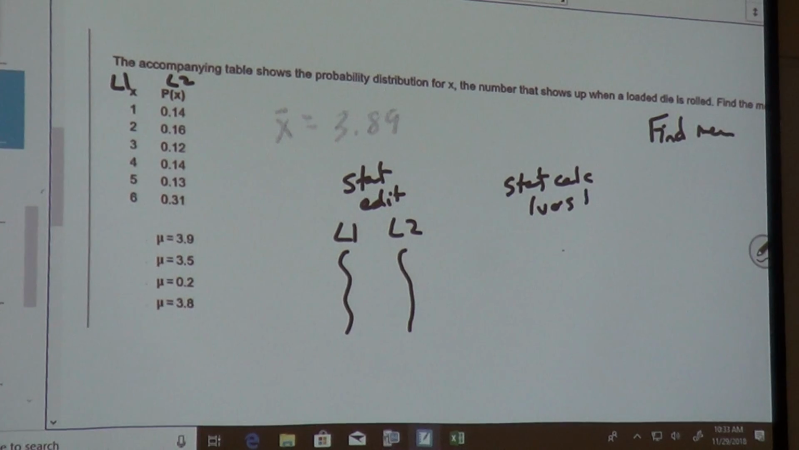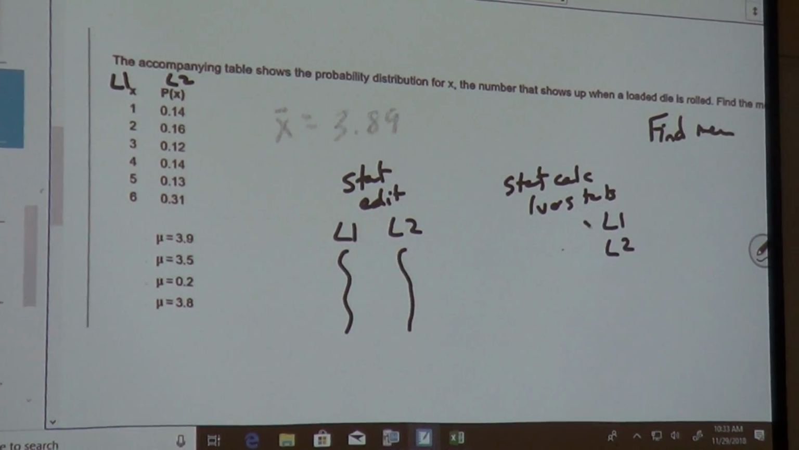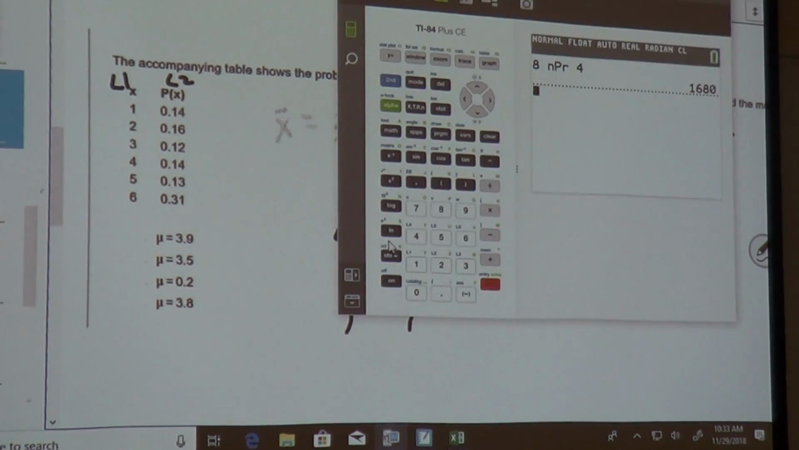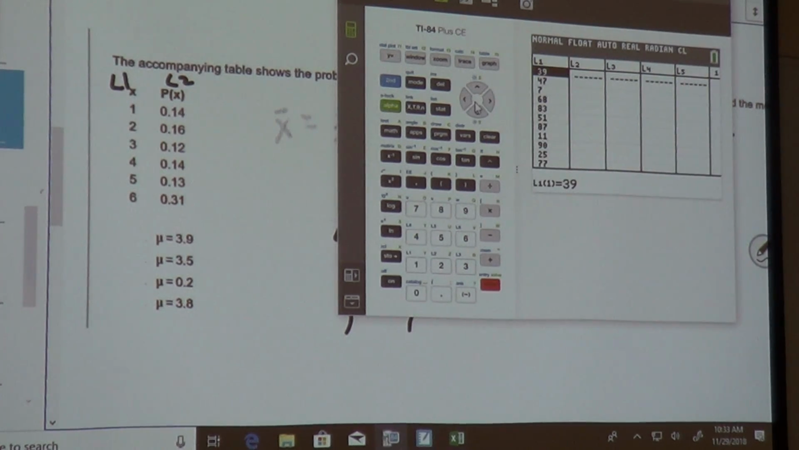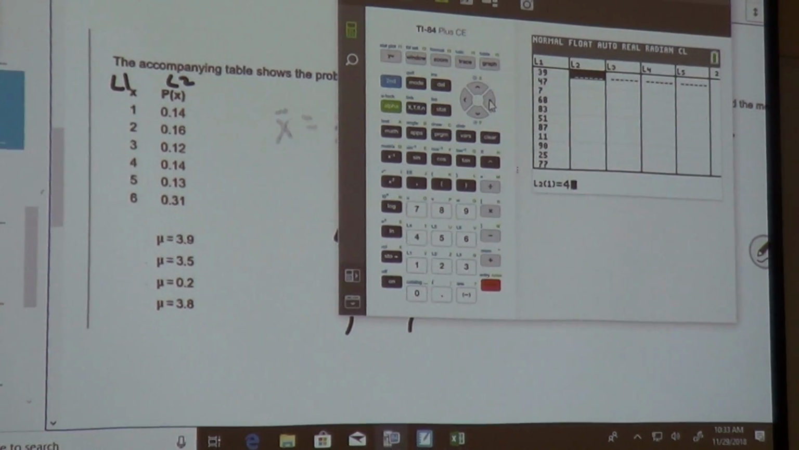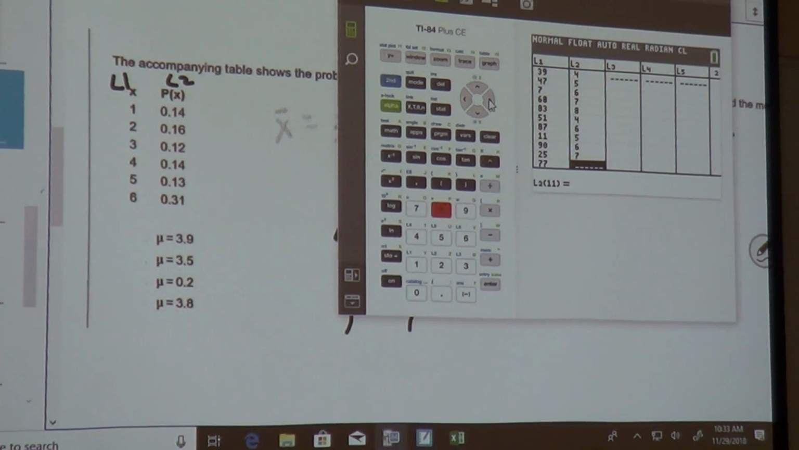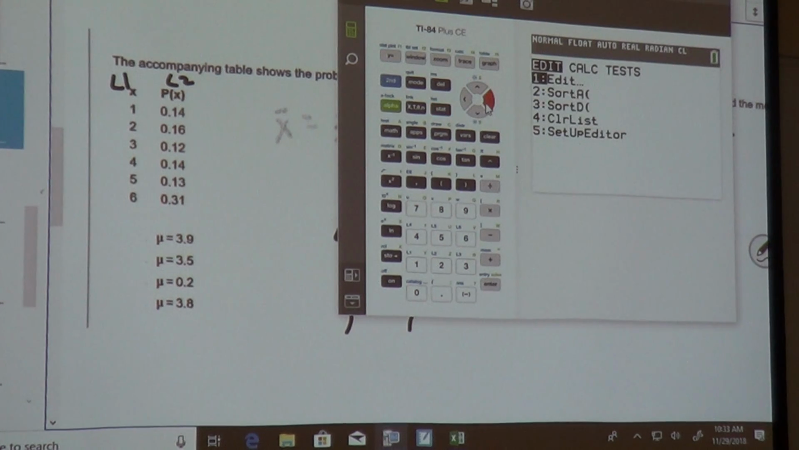Now here's what's going to get you. You've got to do the L1, L2. I'm not going to put in the actual data, but I'm going to do stat edit. I've got some in L1. I've got to do something to get all my data equal or it's going to yell at me. Okay, my data's equal, so I'm going to do stat calc, one var stats.